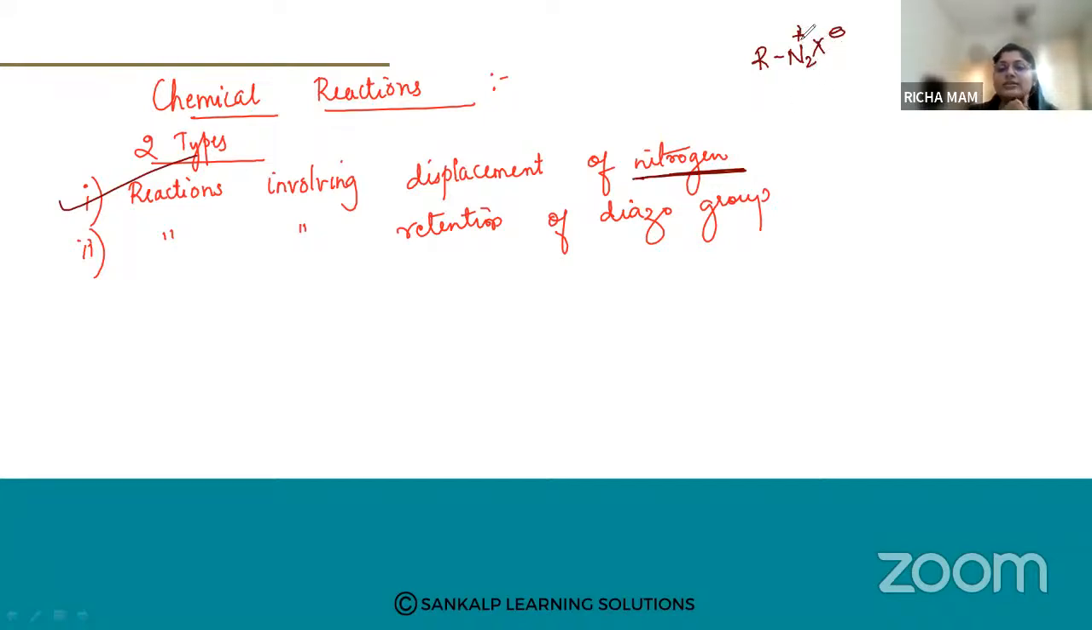So where is our nitrogen? In the diazo group, right? In this reaction, the diazo group, which is N2+, is replaced by what? We are going to replace this particular group by a nucleophile, and the nitrogen gas will be evolved. So the N2+, that is our diazo group, will be converted into nitrogen gas.